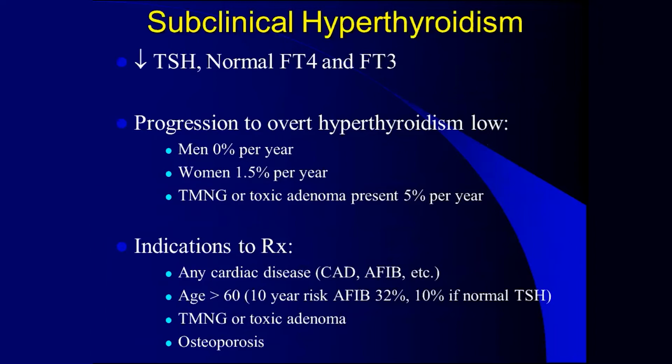So broadly, most cases of subclinical hyperthyroidism do not need any treatment. The indications for treatment are any pre-existing cardiac illness, when the age is more than 60 years, when the patient has either toxic multinodular goiter or toxic adenoma, and when the patient has moderate to severe osteoporosis.